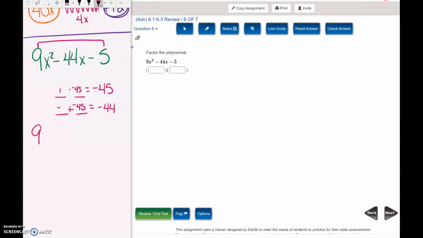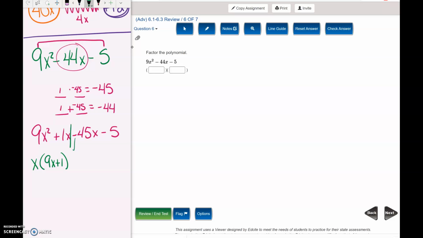So I would do 9x squared plus 1x minus 45x minus 5. So you take that minus 44x and split it between the 1 and the -45. Okay, factor by grouping right after the second term. 9x squared and 1x just have x in common. 9x plus 1.